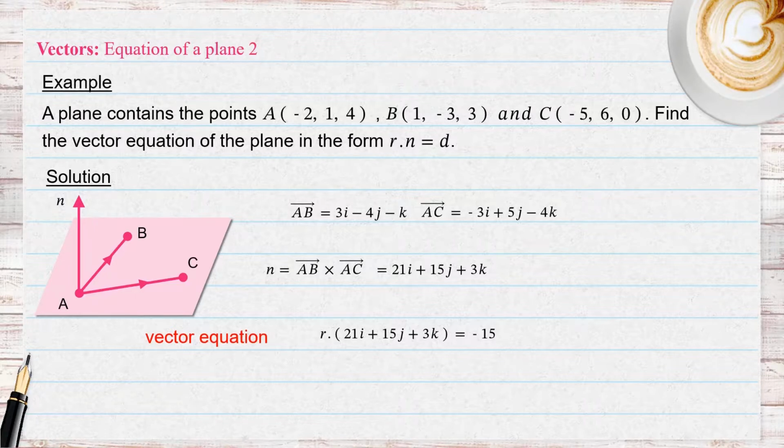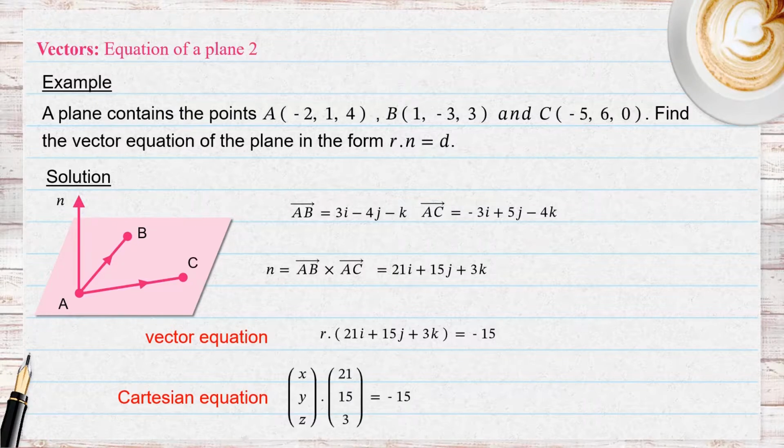Now let's say it was required to have the equation of the plane in Cartesian form. So we'd simply take the equation of the plane we got, which is r dot 21i plus 15j plus 3k equal to minus 15. For r, that's xyz dot 21, 15, 3, and it's equal to minus 15, which will give us 21x plus 15y plus 3z equal to minus 15. And that'll be the equation in Cartesian form.